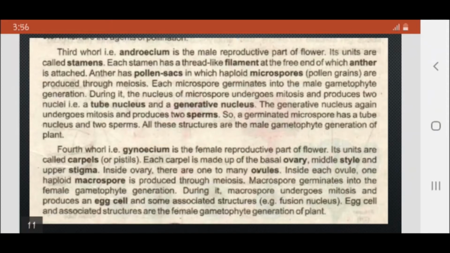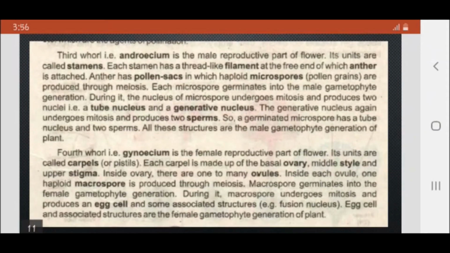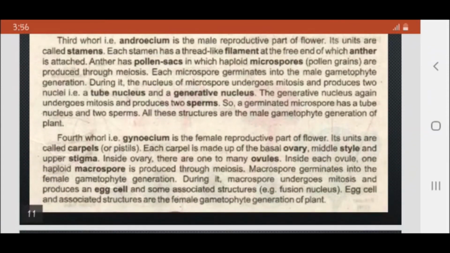Each microspore germinates into the male reproductive generation. During it, the nucleus of the microspore undergoes mitosis and produces two nuclei, that is a tube nucleus and a generative nucleus. The generative nucleus again undergoes mitosis and produces two sperms. So a germinated microspore has a tube nucleus and two sperms. All these structures are the male reproductive generation of the plant.